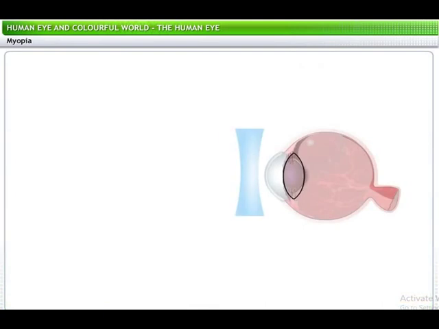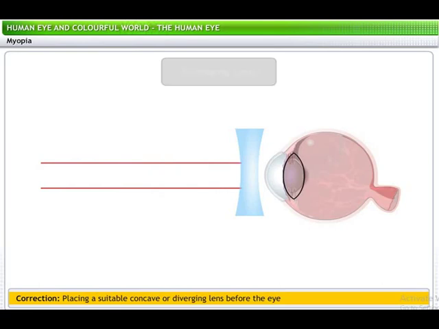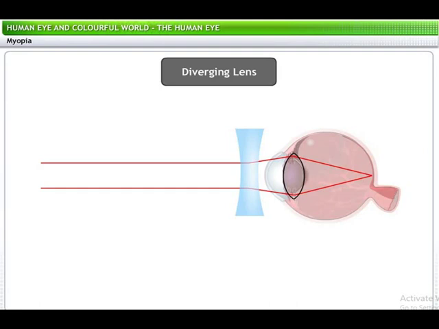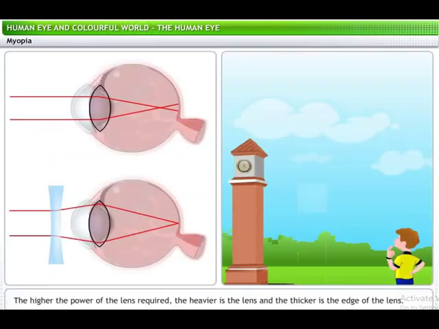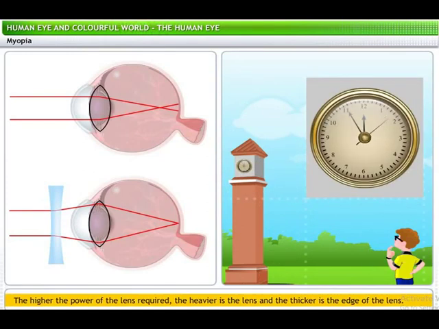Myopia can be corrected by placing a suitable concave lens in the line of sight. When this is done, the parallel beam of light reflected from a distant object is first diverged by the concave lens, and then converged by the eye lens to focus on the surface of the retina. The higher the power of the lens required, the heavier is the lens, and the thicker is the edge of the lens.